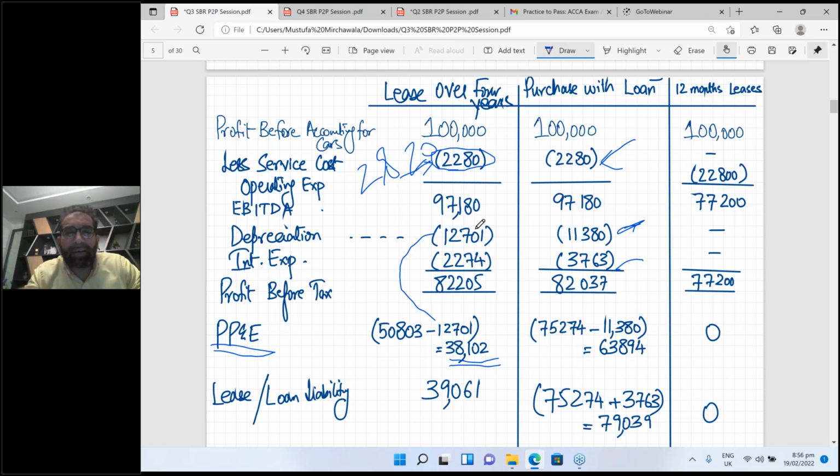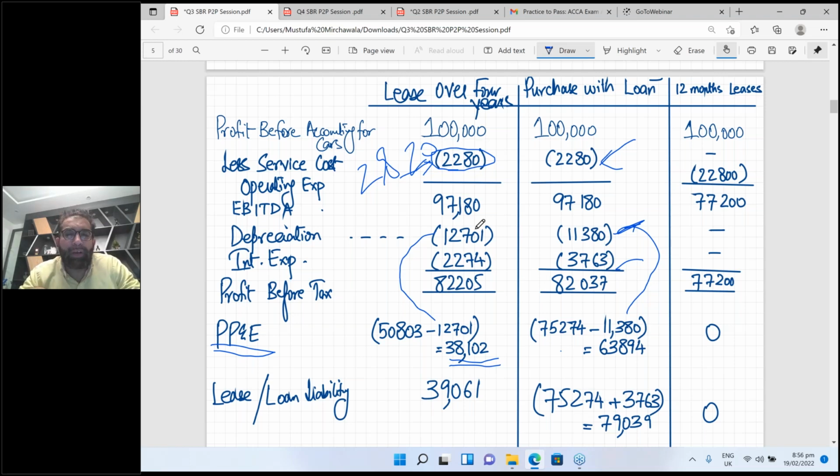Now once again, you have to book in the year end because you recognize the asset and liability. You recognize the non-current asset and liability, so you have to show in the SOFP. In the SOFP, we report non-current asset at carrying value like NBV. So how do you calculate the NBV? Cost less depreciation. So this is the first year depreciation. The original cost of this car was 75274 minus 11380. This will be 63894.